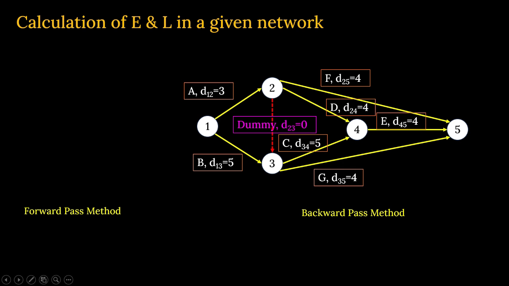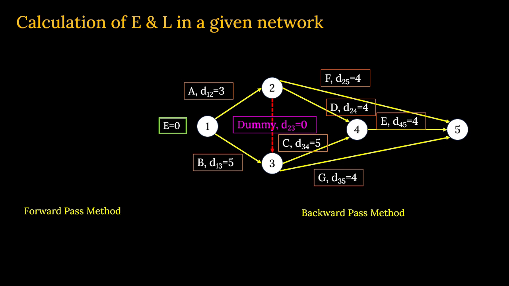Now we have already learned the forward pass method and the backward pass method. Let us try to calculate the E on different points. First is the forward pass method. Let us start from 1. We can see that one arrow is going to node number 2. So what will be the E on this node? First let us consider the starting point. The earliest start time is 0, because we are going for the forward pass method. So naturally it will be 0. On day 0 you can start.